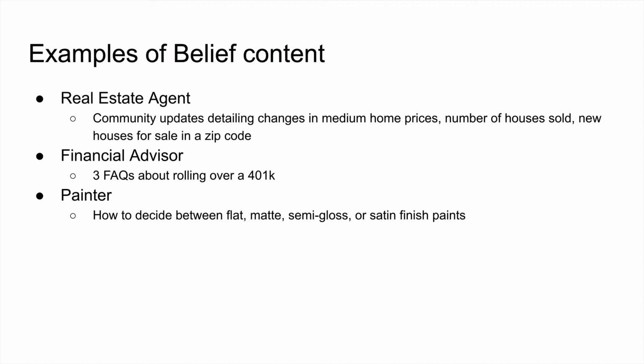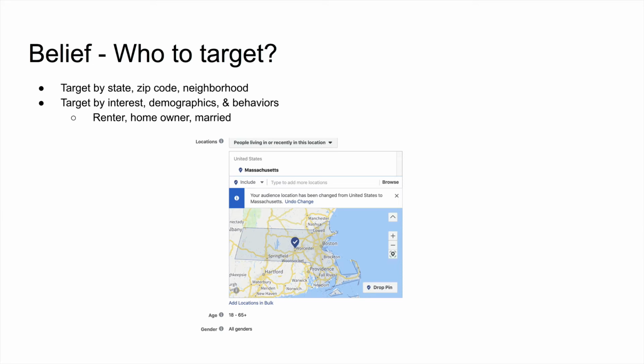Just another example, say a painter: how to decide between flat, matte, semi-gloss, or satin finished paints. Again, anybody who's consuming that content may have an issue that a painter could help them with. So that's how you need to be thinking about the belief side of this content.